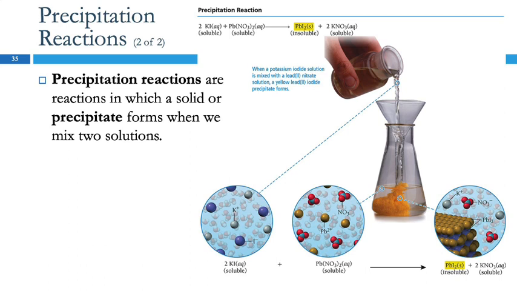So in this example, we have potassium iodide, which is soluble, and lead nitrate, which is also soluble, in these two solutions. And when we mix them together, then the potassium ions can encounter the nitrate ions, and the lead ions can encounter the iodide ions. And what we observe is that the lead and the iodide will form a precipitate. If we look at the solubility rules, we see that iodide compounds are generally soluble except when lead(II) is involved. And so the solubility rules predict that this would happen.